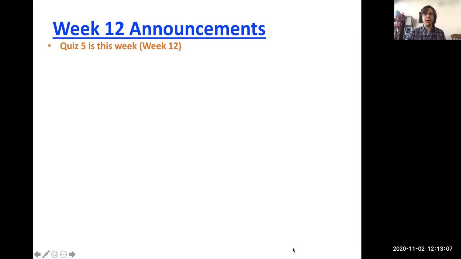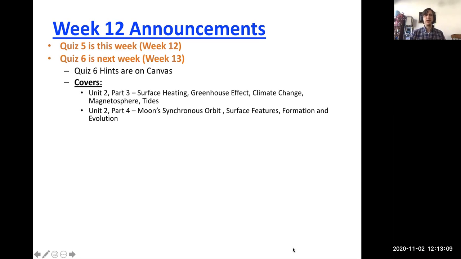With only weeks 13 and 14 in the future, we have a tight schedule. So quiz 6 is next week. The quiz 6 hints are on Canvas, and it's going to cover Unit 2, Part 3, or at least the second half of it, which will be what's left about the Earth. So we have surface heating, the greenhouse effect, climate change, the Earth's magnetosphere, and just planetary magnetic fields in general. And then the really fascinating topic about Earth's tides and the tidal force.